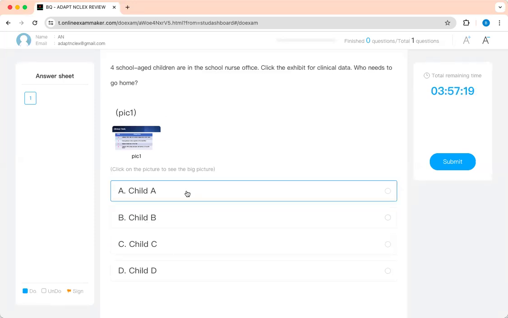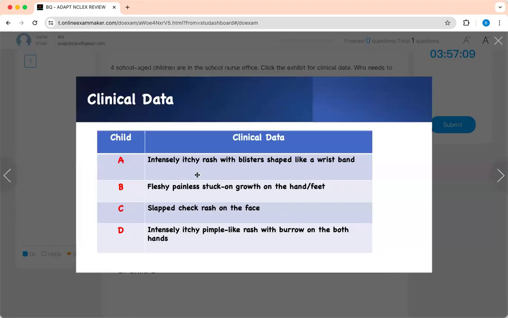As such, I start doing questions and writing questions. When I see something interesting, it comes to my mind, and I'll share it with you guys. So this is where we are. I click on the clinical data. Look at what you have. Child A, B, C, D. A, intensely itchy rash with blisters shaped like a wristband. Child B, fleshy, painless, stuck-on growth on the hands and feet. C, slapped cheek rash on the face. And D, intensely itchy pimple-like rash with burrows on both hands.